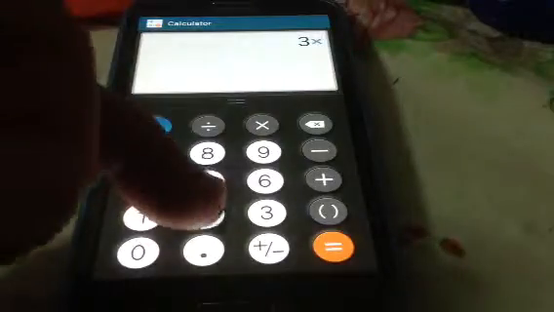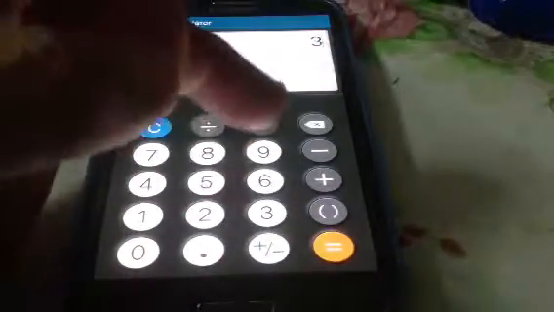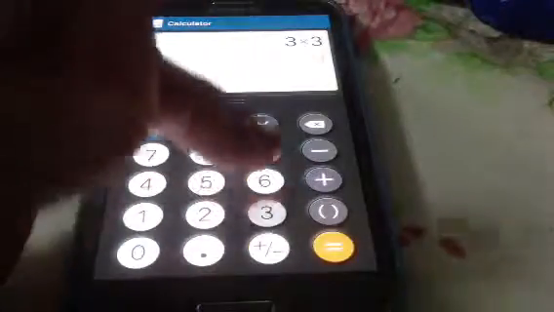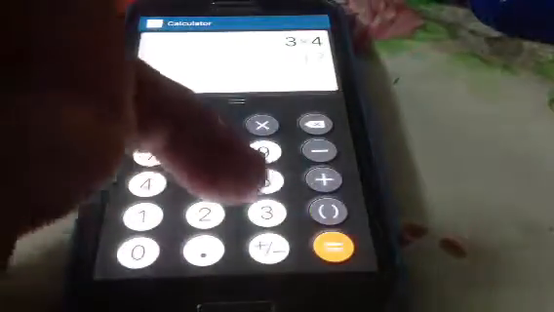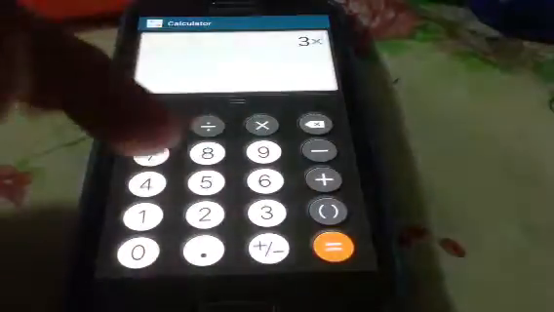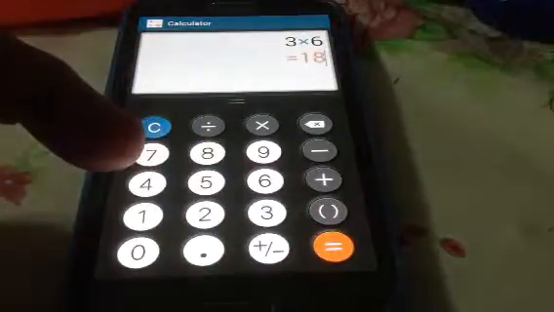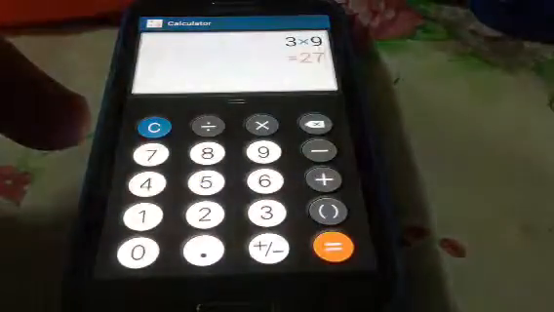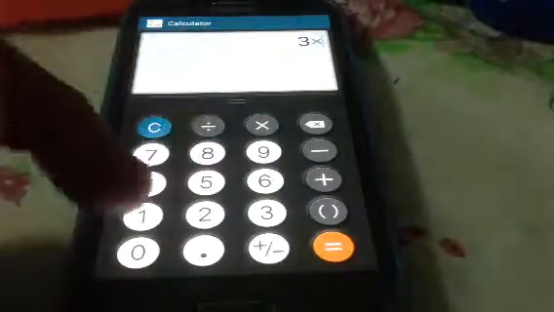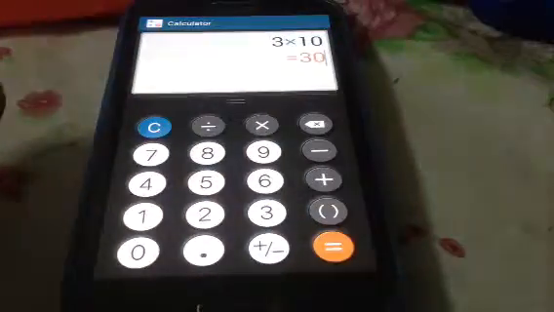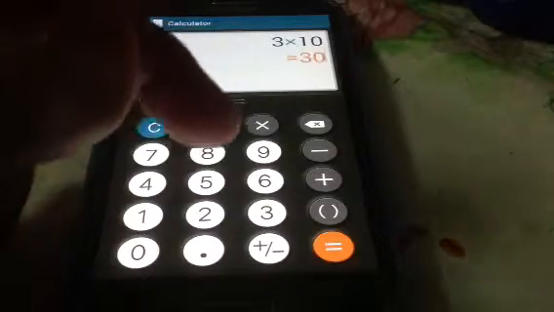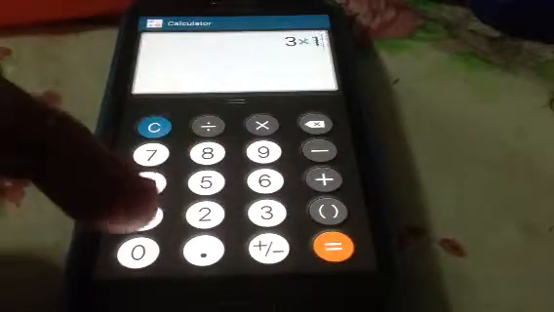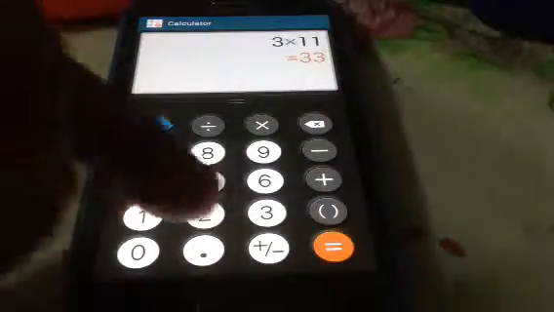3 times 2 is 6. 3 times 3 is 9. 3 times 4 is 12. 3 times 5 is 15. 3 times 6 is 18. 3 times 9 is 27. 3 times 10 is 30. And 3 times 11 is 33. 3 times 12 is 36.